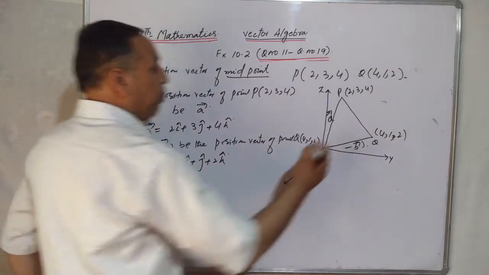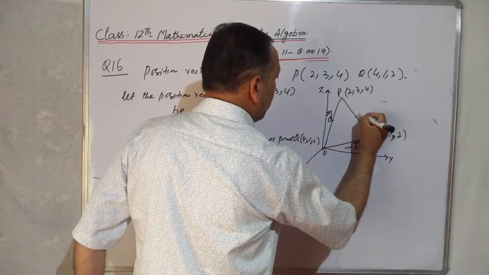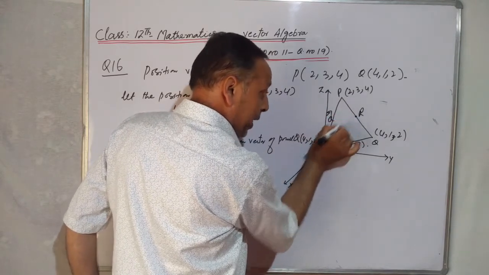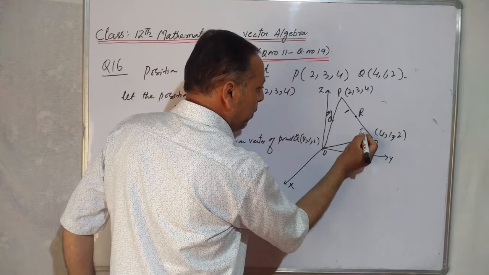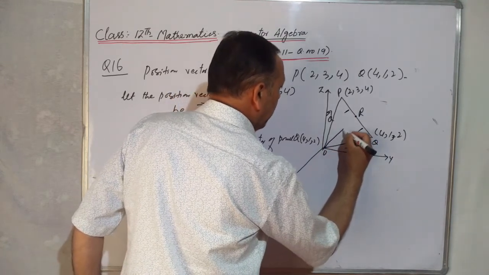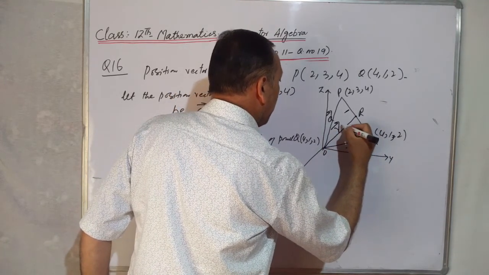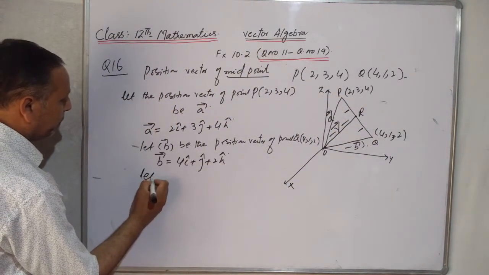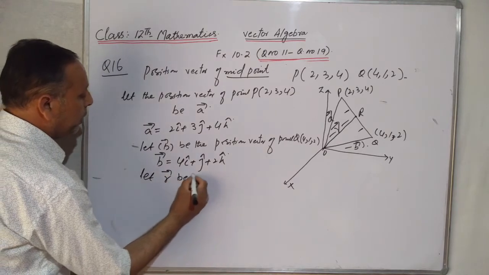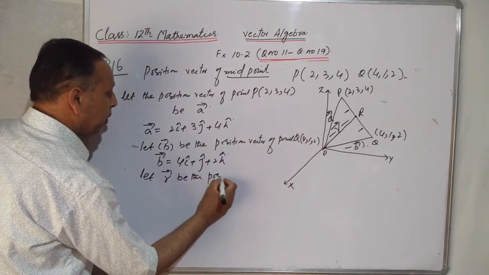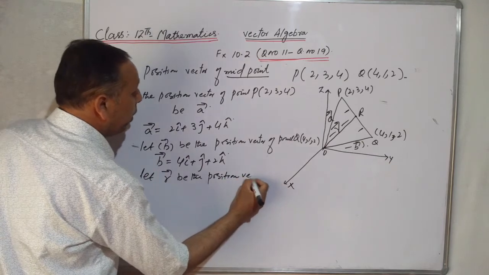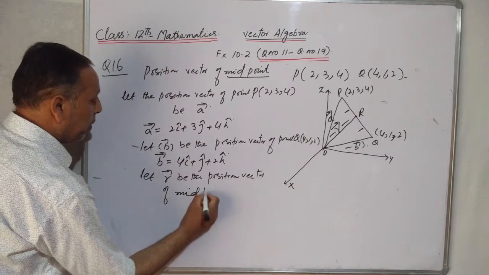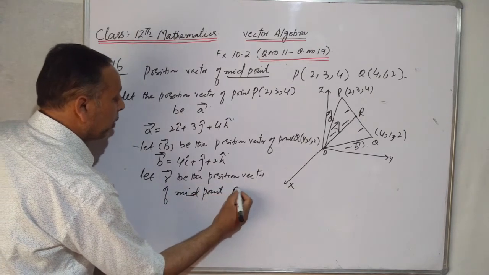Now, a point R divides PQ equally. That means R is a midpoint. That means the ratio will be 1 is to 1. And let me suppose this vector R is the position vector of point R. So let vector R be the position vector of midpoint R.